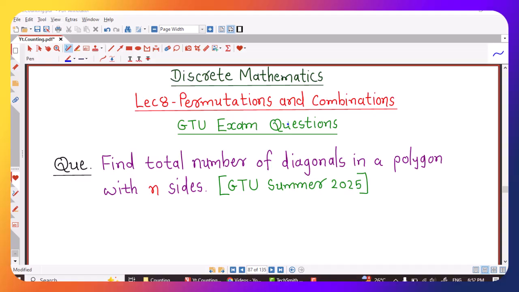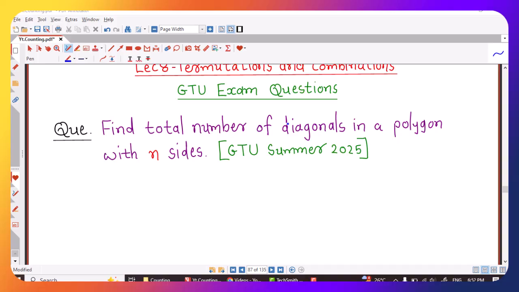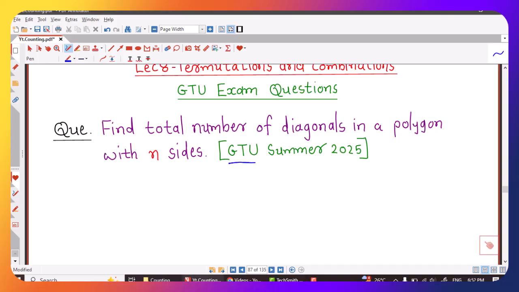In this lecture, we will discuss one problem on permutations and combinations which was asked in GTU Summer 2025 exam. The problem is: find total number of diagonals in a polygon with n sides. We are familiar with polygon.